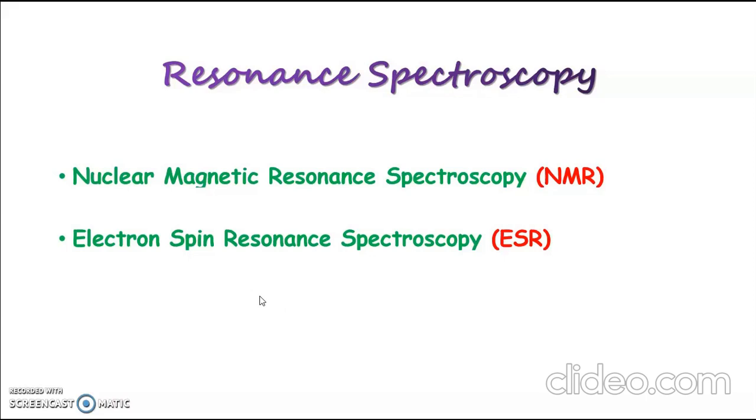Both these branches are essentially similar, being based on the same principles. Here the matter interacts with the magnetic field of light and not the electric field. The magnetic field is used to provide the energy level separation probed by the radiation. Both these spectroscopies involve spin.